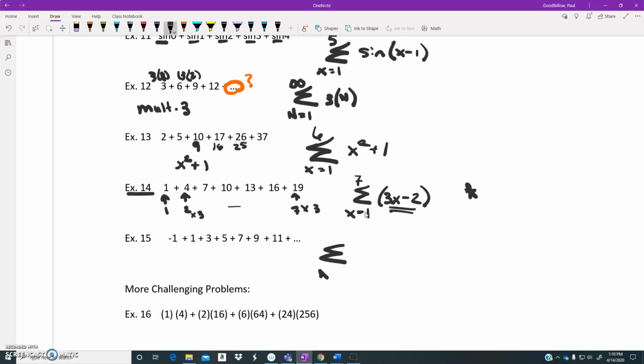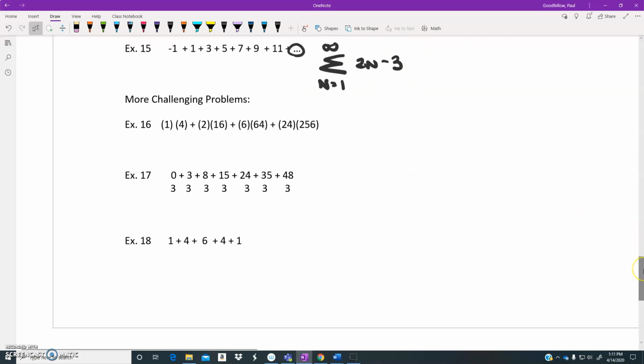I'm going to choose n equals 1. This goes to infinity. And the sequence on this one is 2n minus 3. You have to double the number and then subtract 3 from it. So kind of look at how you're going to adjust it before you do it. Now, there are some really challenging ones down below, and I'm going to get these done in the next 3 minutes. So keep in mind that I'm going to move kind of fast here.